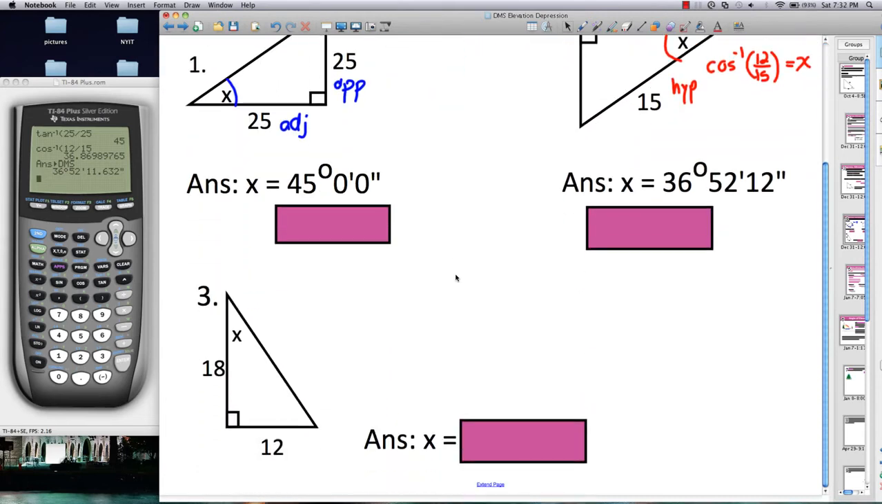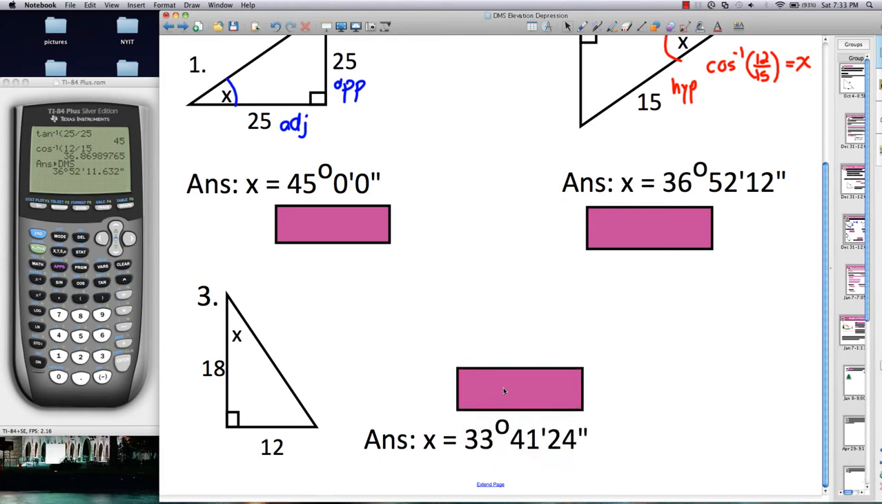So this last example, I'll let you try on your own. If you want to pause it and try it on your own, you could do that. But if you do it correctly, the answer should be 33 degrees, 41 minutes, and 24 seconds.